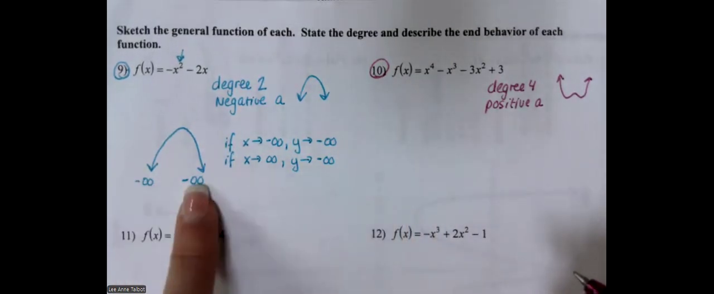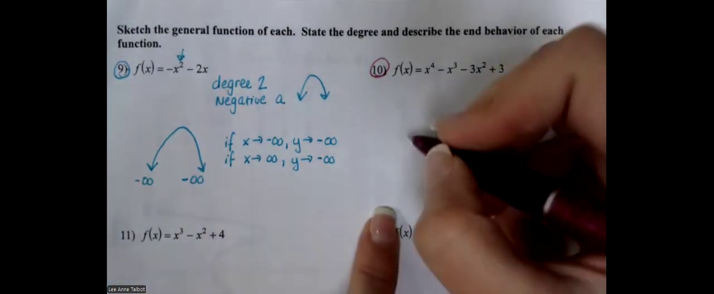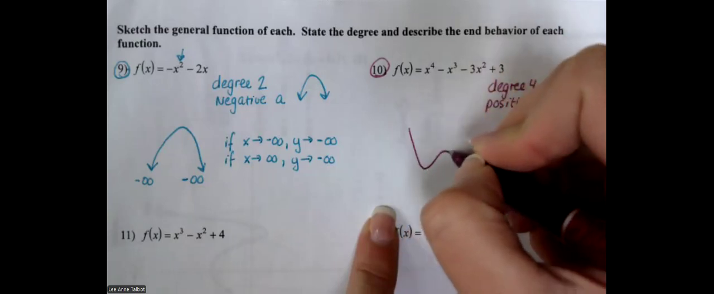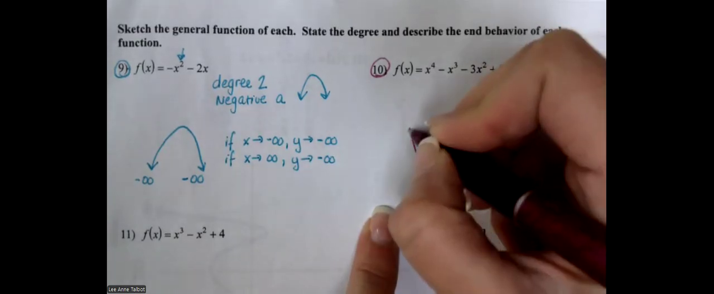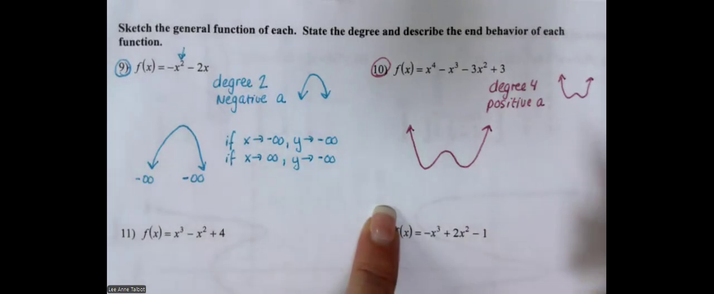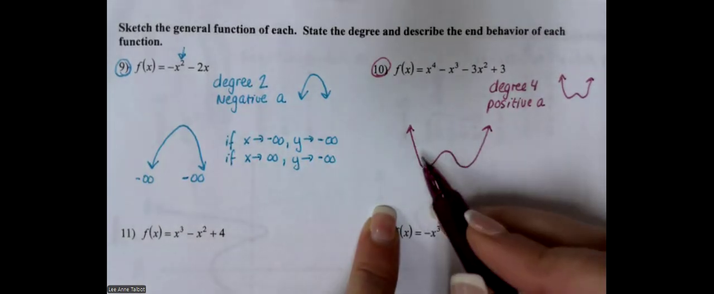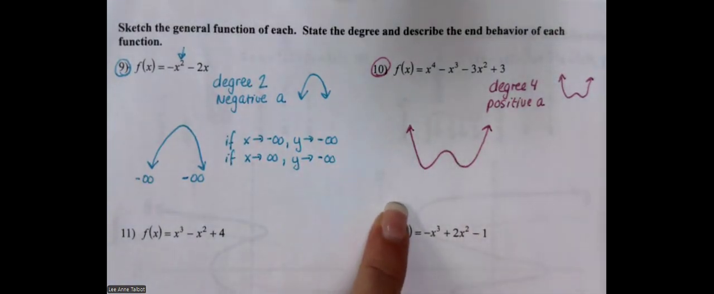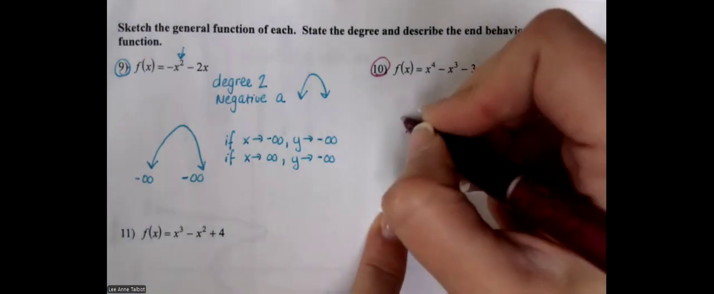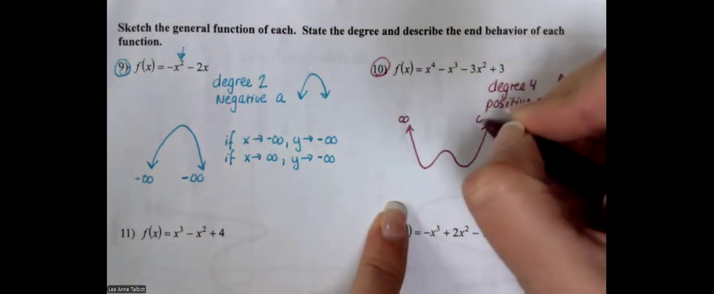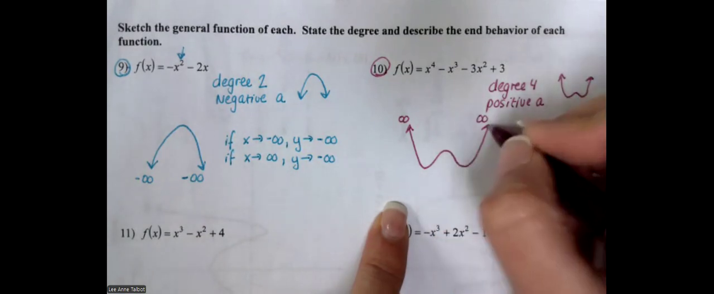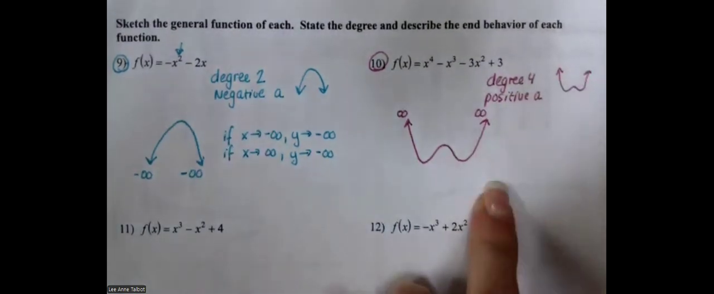Degree 4 positive a means that you're going to have both arrows up. Okay, so I need it to have 4 directions. So 1, 2, 3, 4. Again, yours does not have to look like mine. It just needs to have 4 directions. You can make your bump as high or as low as you want. 1, 2, 3, 4 directions. Both arrows going up.